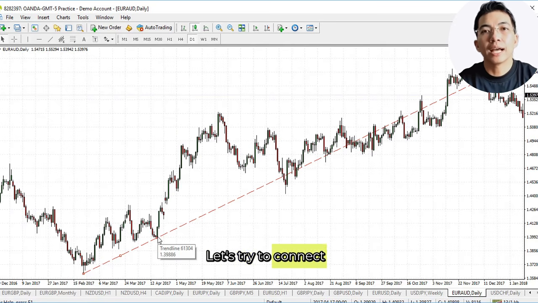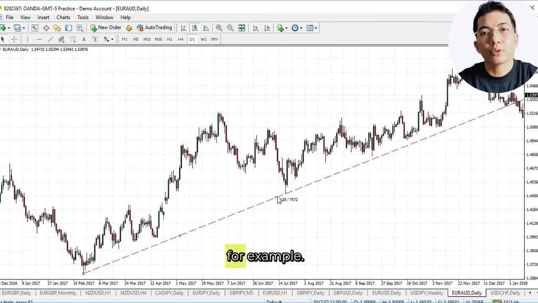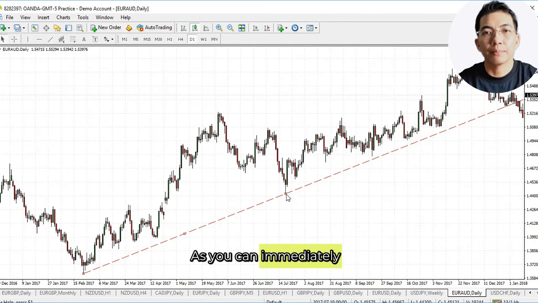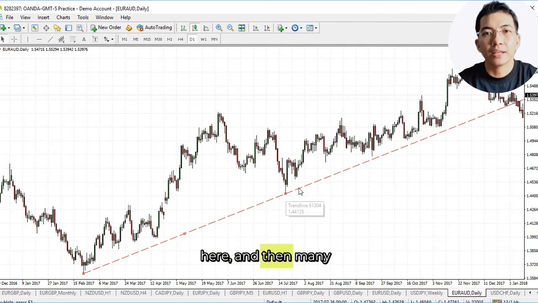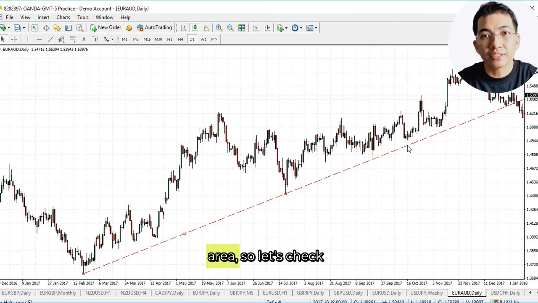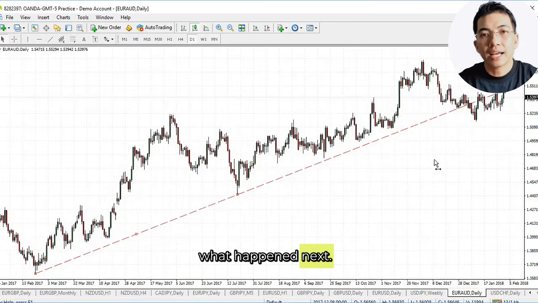Let's try to connect these two lows here, for example. As you can immediately see, this kind of trend line is much better. Starting from here, we have a second touch here, and then many times the price tested the area around the trend line and got rejected. Once again in this area, so let's check what happened next.